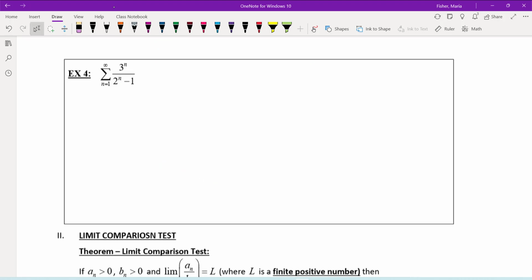Example 4 is the sum from n equal 1 to infinity of 3 to the n over 2 to the n minus 1. First, determine, do I look like a geometric series or a p-series? Well, it's a number raised to the nth power. Since it's a number raised to a power, I look like a geometric series.